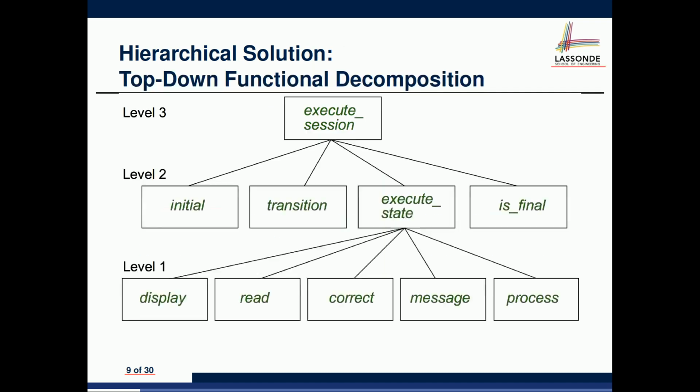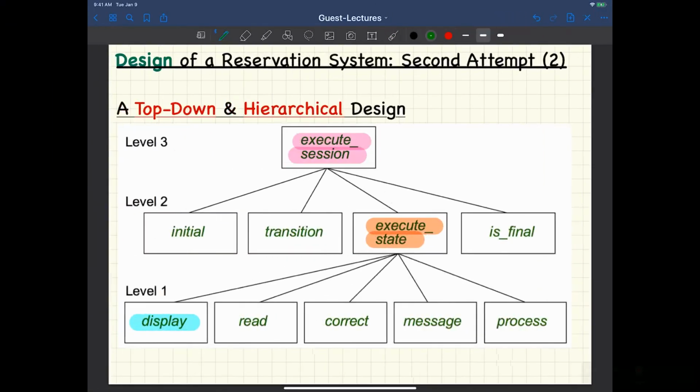I will just go there directly. So that's the overall structure for the hierarchical design. Let me explain that a little bit and show you a little bit more code. And then we have to go to the major criticism about this design, which does not have OO.